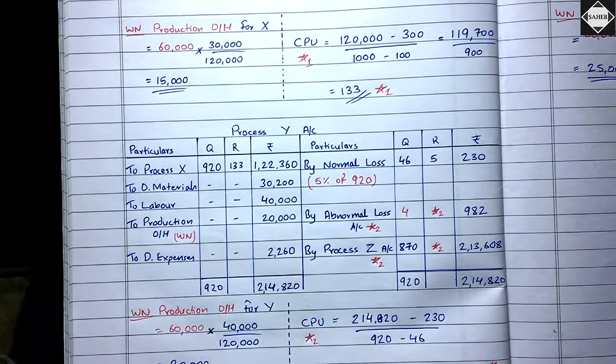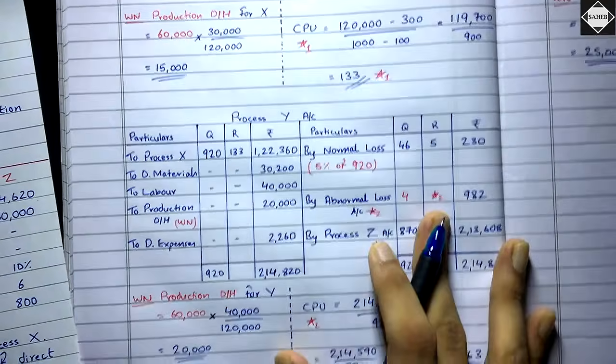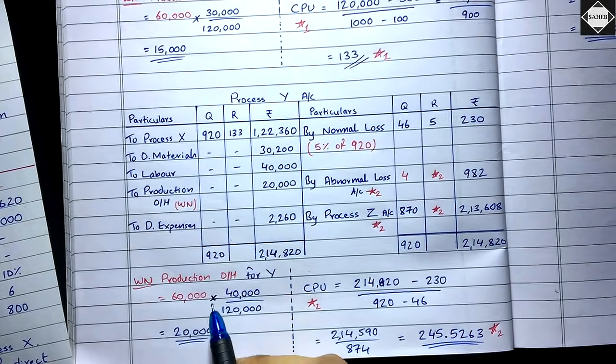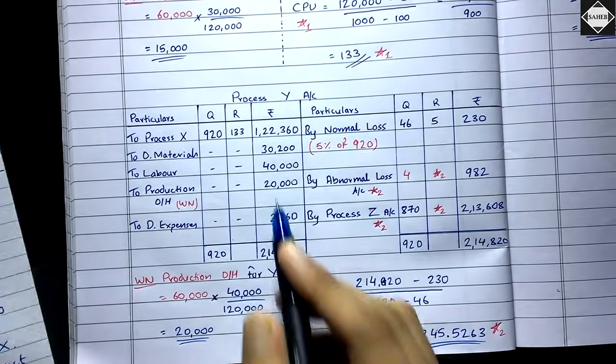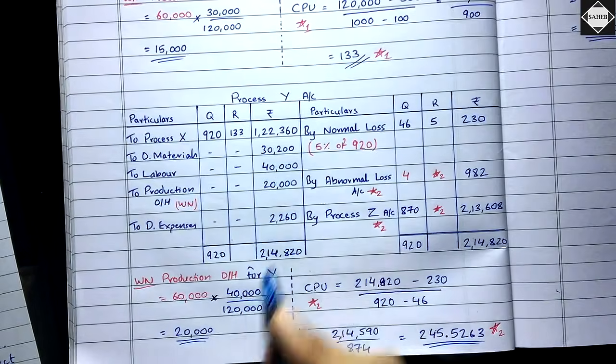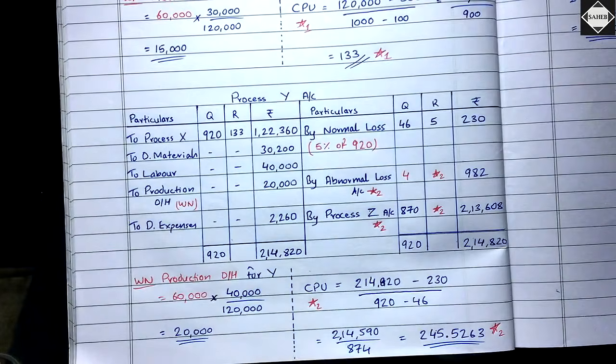Production overhead. For the production overhead, the same calculation you have to do. You have to take the total production overhead 60,000 and then multiply it with the ratio of direct labor. And the direct labor of process Y is how much? It is 40,000. So 40,000 divided by the total direct labor, that's 1,20,000. If you do that, then you will get the production overhead. The same calculation I've already explained to you in process X. So we'll get 20,000.